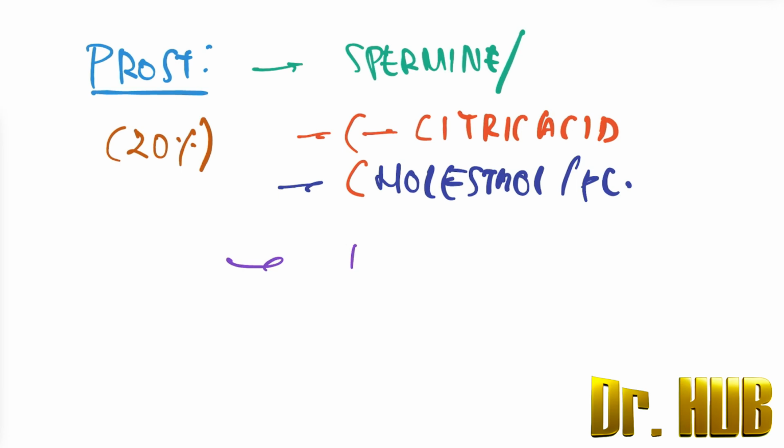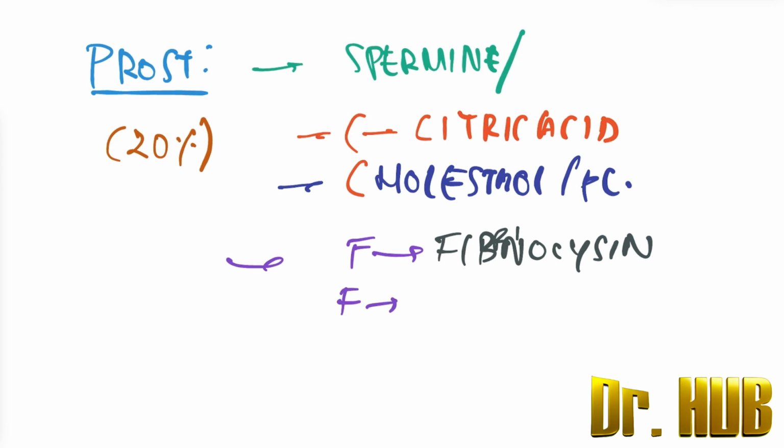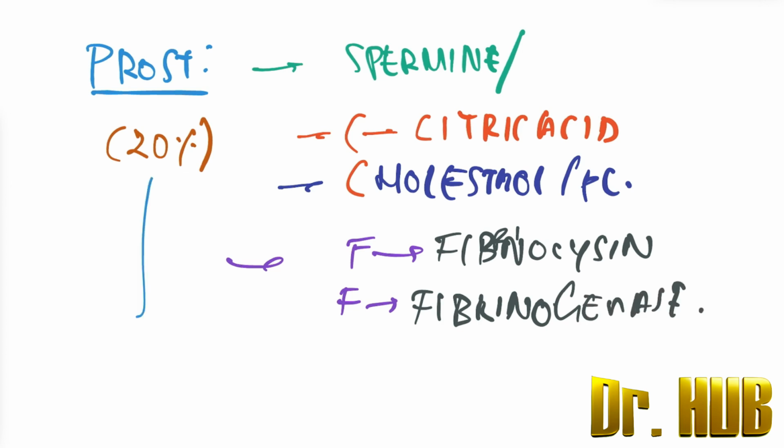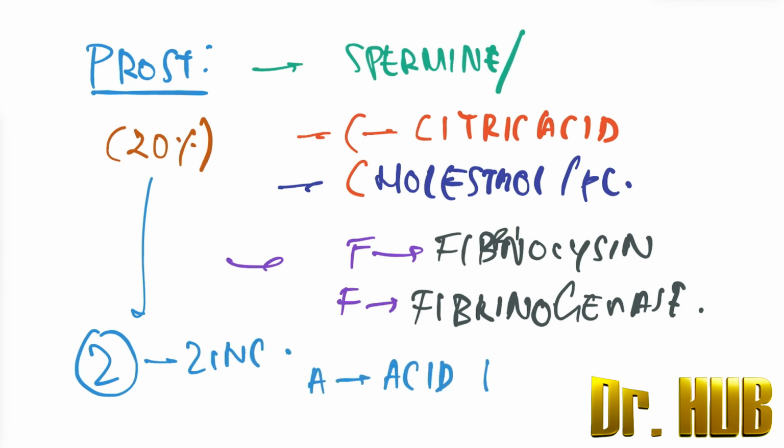Then there are 2 F's. F stands for fibrinolysin, as well as fibrinogenase. Next we look at the zinc. Z is for the zinc and A is for the acid phosphatase.